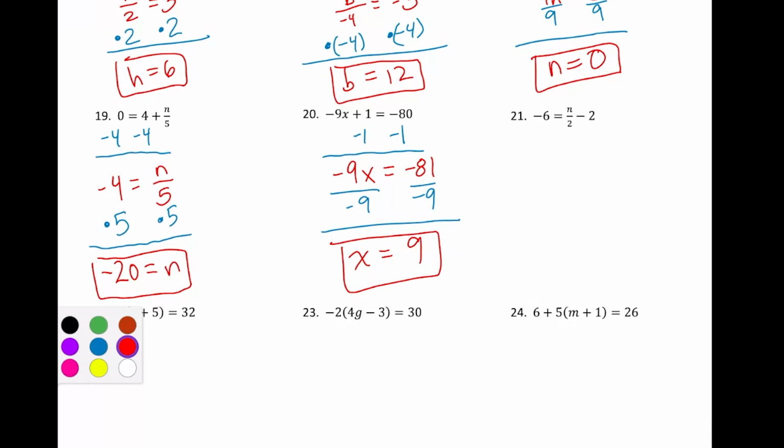For number 21, we'll add 2 to both sides. Start off with that. Negative 6 plus 2 is negative 4 equals n divided by 2. Now I will multiply 2 on both sides to get negative 8 equals n.